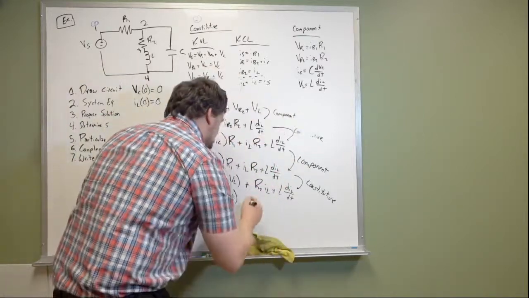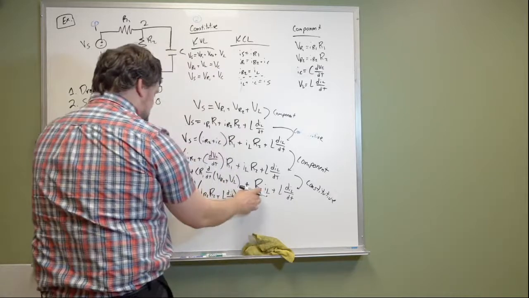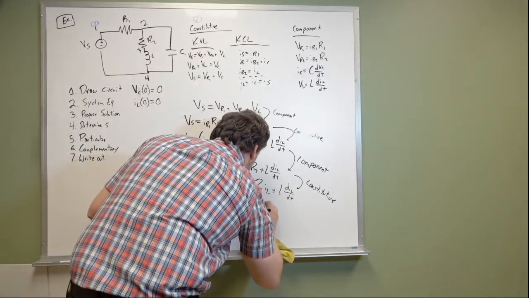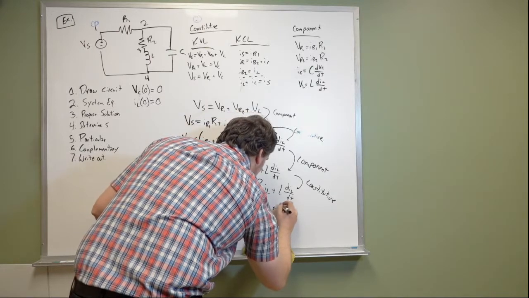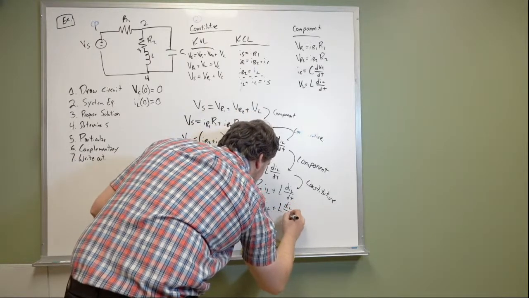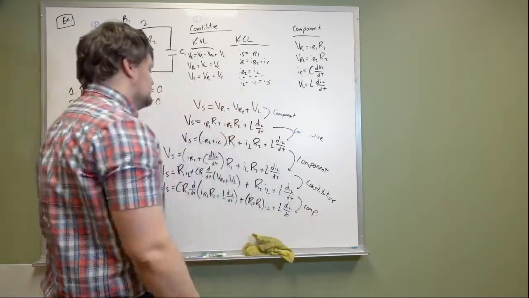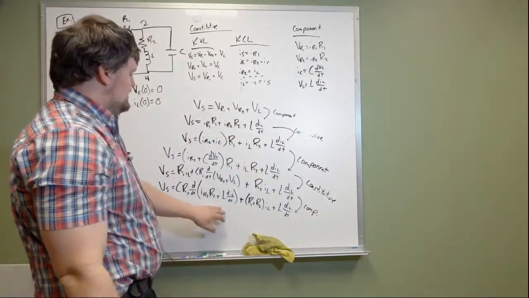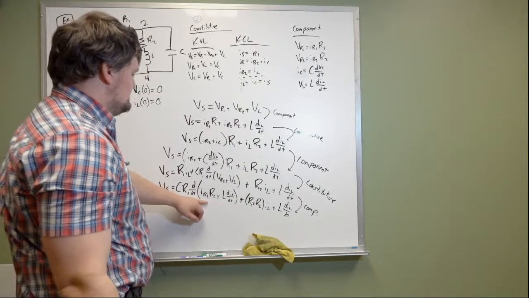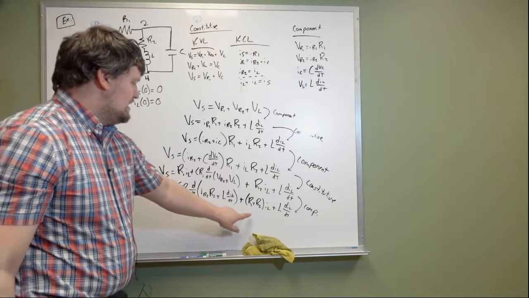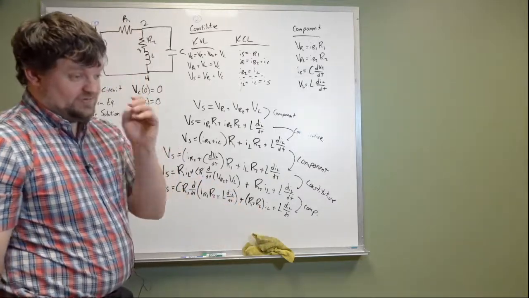Trying to get on the ground here. Like I said, I was going to combine these two terms, so this will be (R1 + R2) times IL plus L dIL/dt, and that was the component equation. Now, the nice piece about this is that it transitions nicely into IL, and then we have everything else as a function of IL.